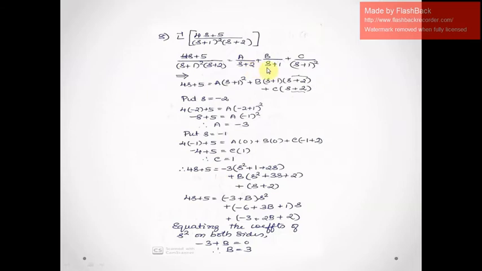I have to make the denominator 0 one by one by substituting suitable values for s. The first denominator is s plus 2. So what should we add to make it 0? What should be the value of s to make it 0? Plus 2 is there, so I have to put a minus 2. So put s is equal to minus 2.